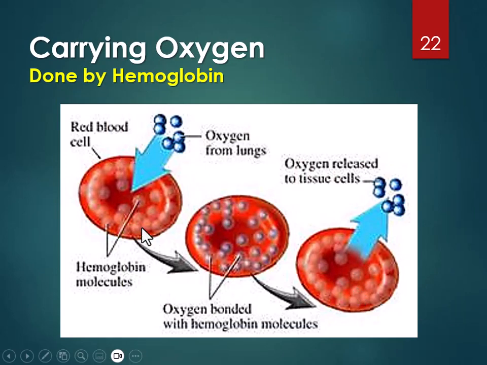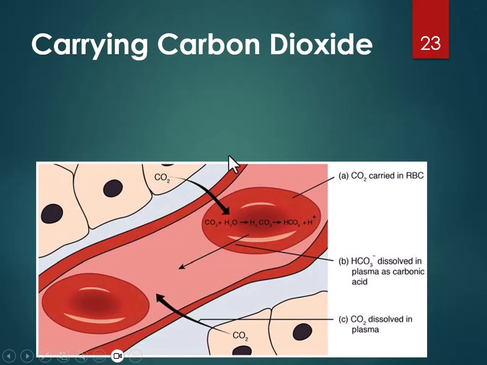Okay, so oxygen is the easy one. It's carried by hemoglobin. Okay, so oxygen diffuses into the red blood cells and it binds all these little molecules of hemoglobin. And then when it gets to the tissues, it's dropped off and goes into the cells and you use it for cellular respiration. Carbon dioxide can be carried 3 different ways.